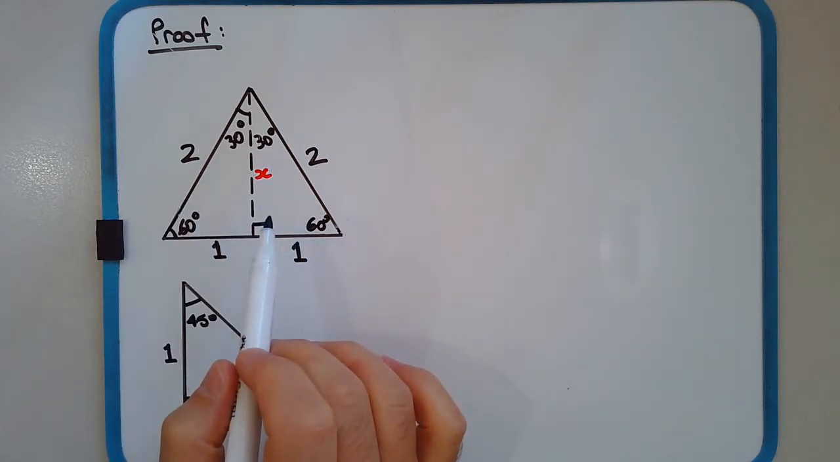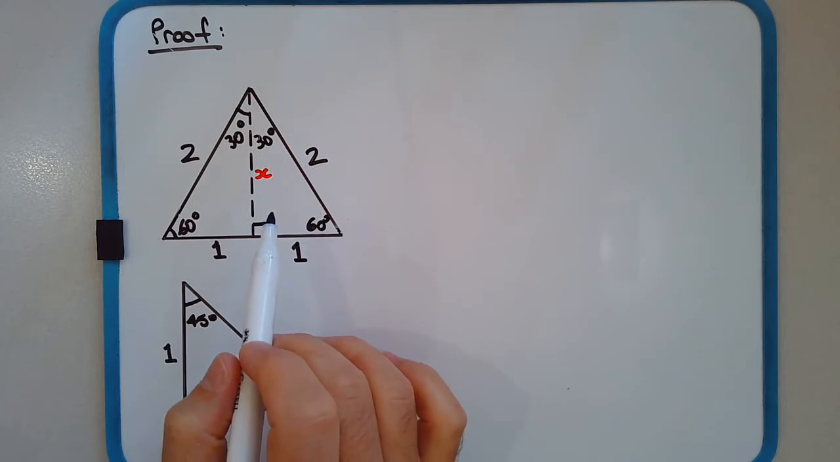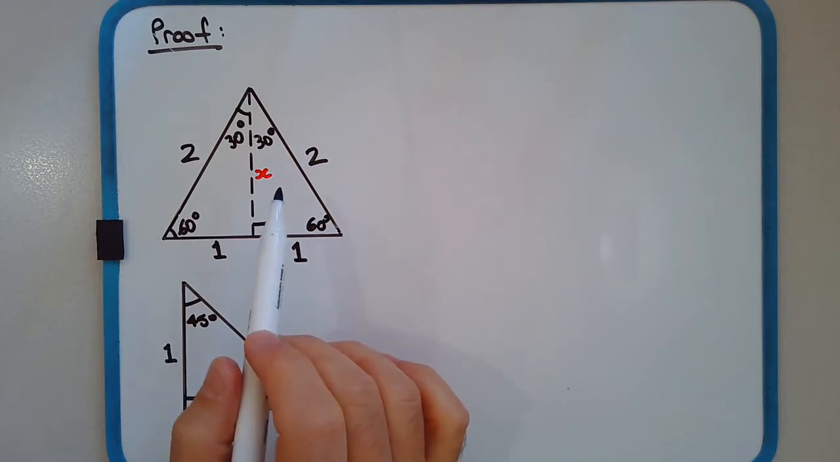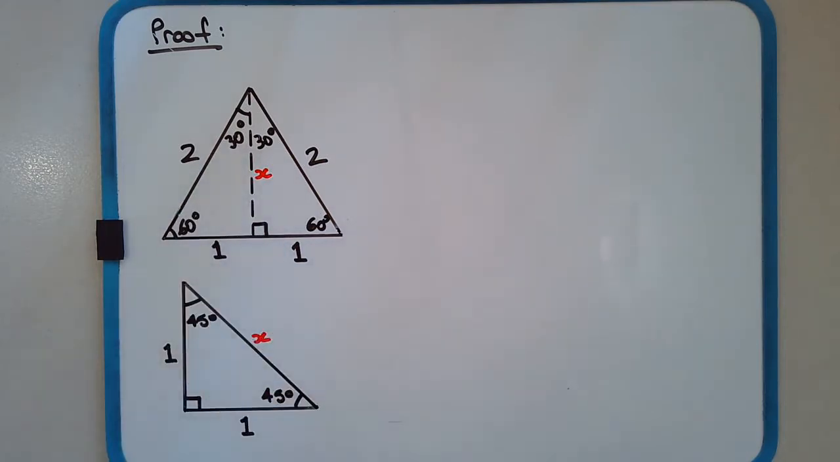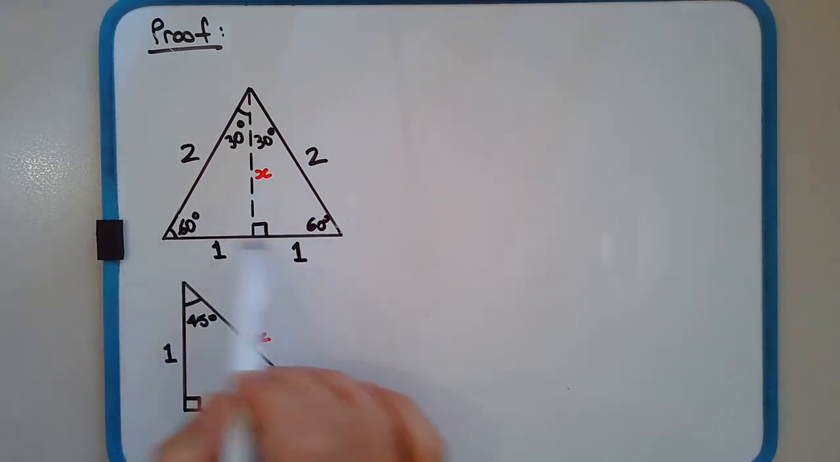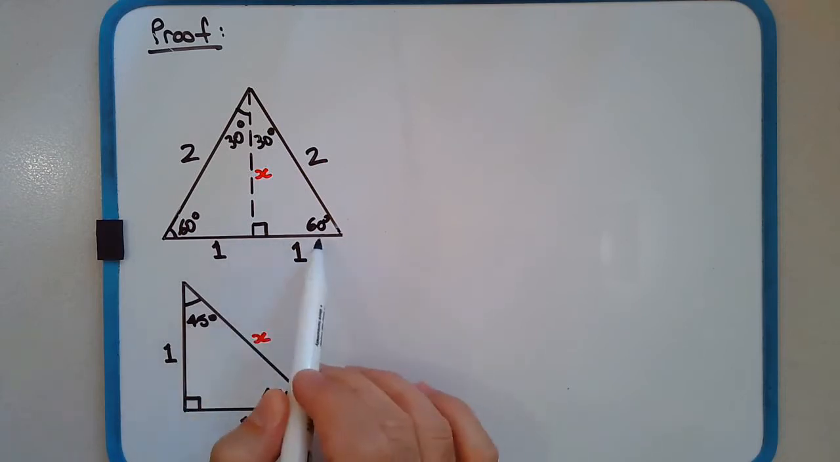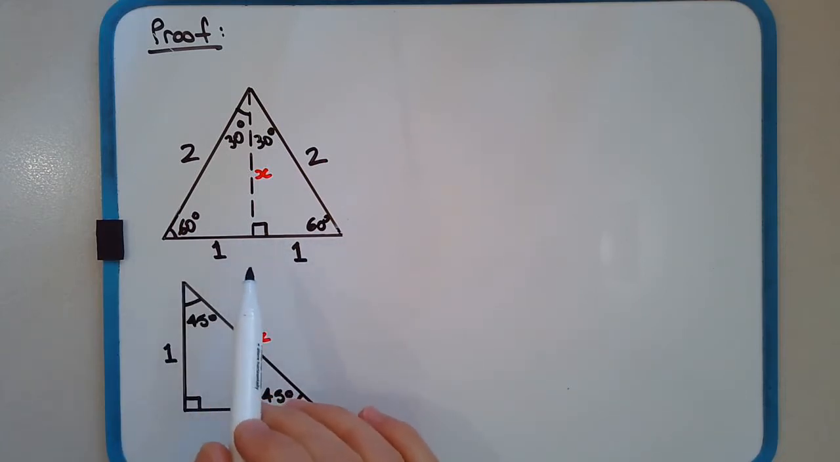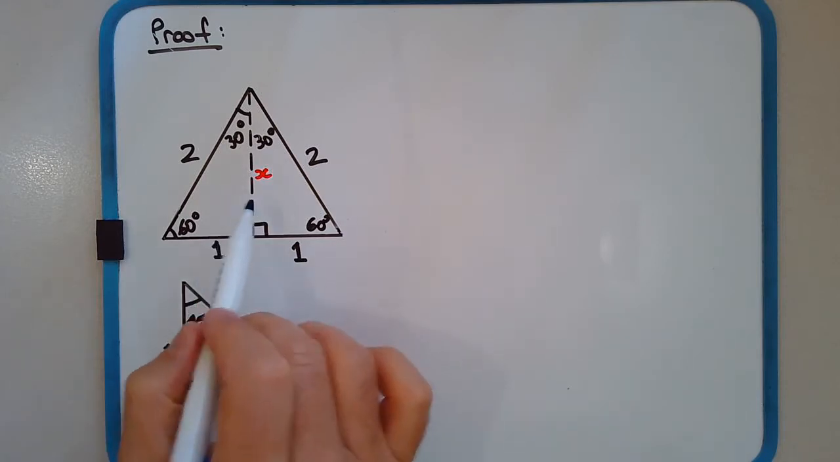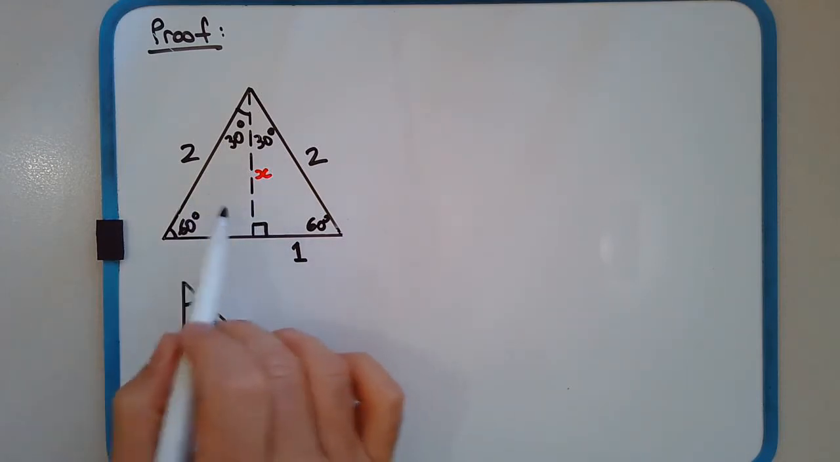I'm not going to bother. You can do that for yourself. You could use side angle side to prove that these are in fact equal to each other, and therefore this side here and this side here are in fact equal. The base is split perfectly in half. Great. However, because now we've got two right angle triangles, we can focus on one.